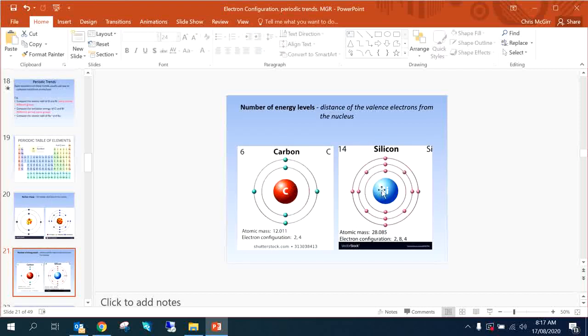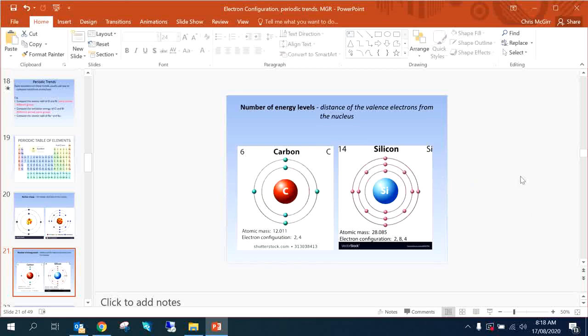Again, we compare carbon and silicon. Another way of describing the number of energy levels is the distance of the valence electrons from the nucleus. So with carbon, there are 2 energy levels. Okay, the outermost electrons are in the second energy level. Therefore, compared to silicon, which has 3 energy levels, carbon's outer electrons are closer to the nucleus, simply because silicon has 3 energy levels, so therefore those outer ones are further away.